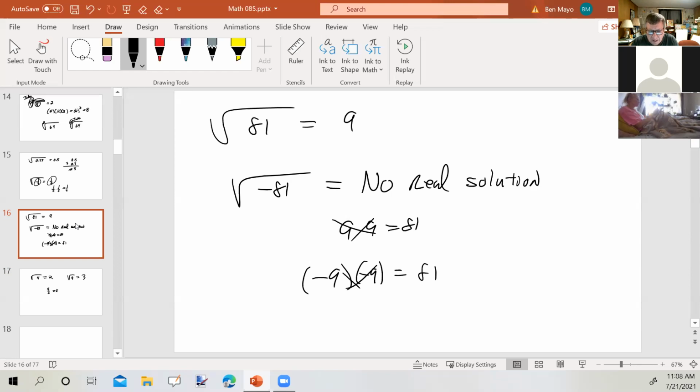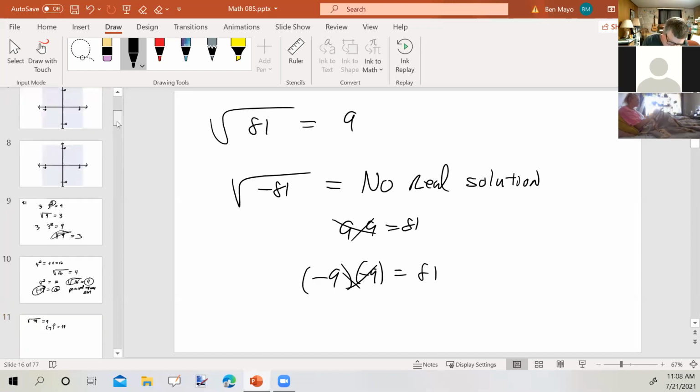In fact, you can't take an even root. So square root, 4th root, 6th root, 8th root, you can't take an even root of a negative number and get a real answer, okay? That's an important rule. It's going to keep coming back to haunt us, okay? You can't take an even root of a negative number.